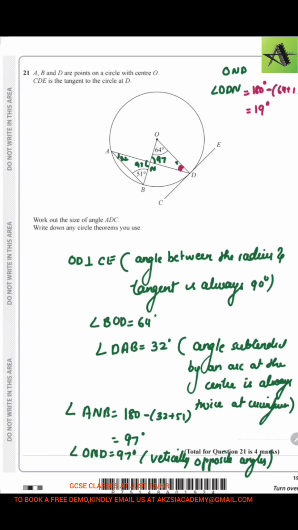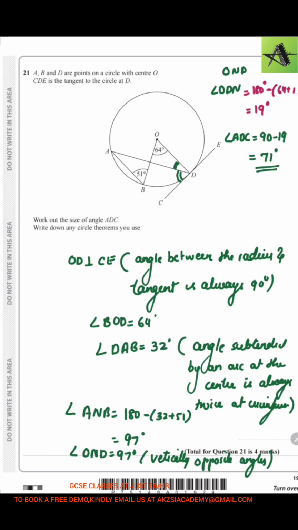If this is 19 degrees, this whole is 90 degrees. So we have to calculate what? This one. That's the question. Question is all about calculating ADC, this one. So I know this one is 19 and this whole is 90. So angle ADC would be 90 minus 19, which is 71 degrees.